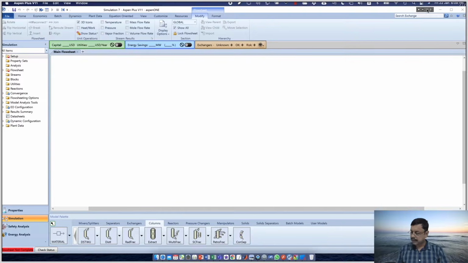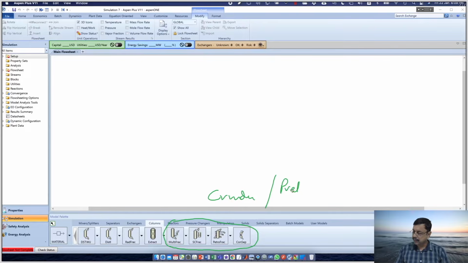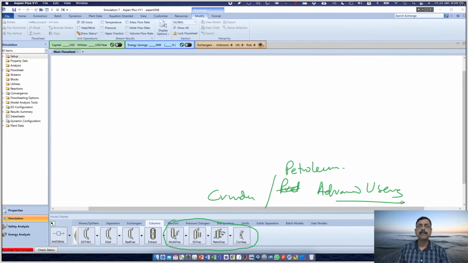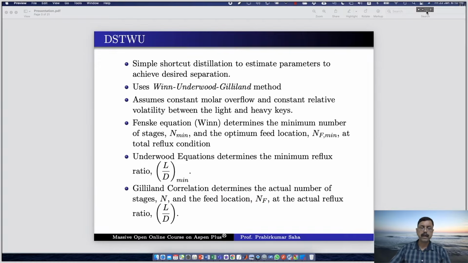So you can understand that these 4 are mainly for crude and are principally used in petroleum industries. Obviously, they are for advanced users and are not within the scope of this lecture series. So in today's lecture, we will limit ourselves to the first 4: DSTW, DISTL, RadFrac, and Extract. First, we begin with DSTW. As said, it is simple shortcut distillation to estimate parameters to achieve the desired separation.